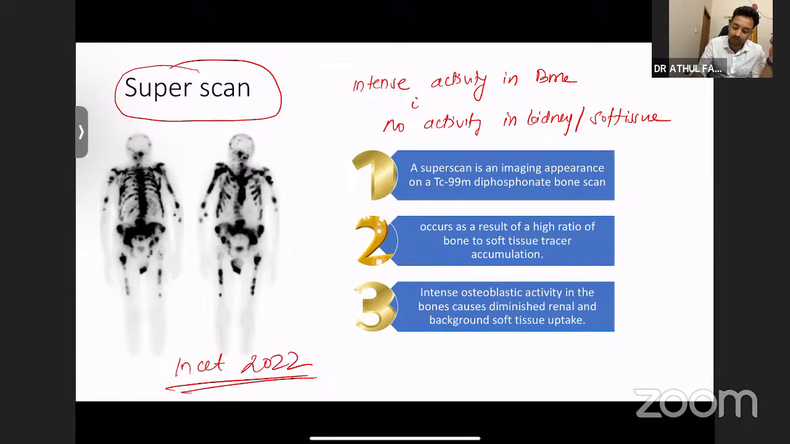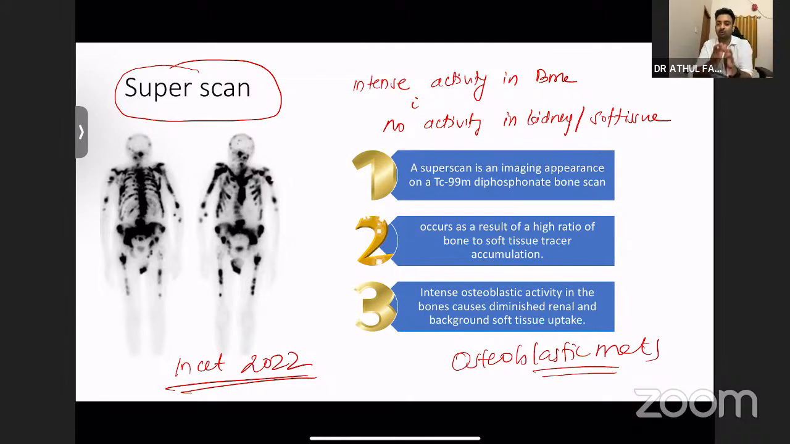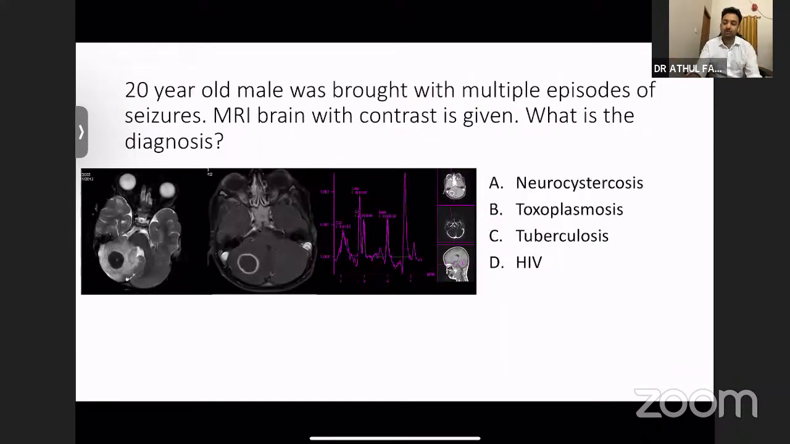It is seen in case of osteoblastic metastasis, which is commonly seen in either prostate cancer or carcinoma breast. So keep the concepts very clear. You should never go wrong about this. Also understand technetium-99m MDP is used for doing the bone scan in India. I hope that is clear. We will move forward to the other question.